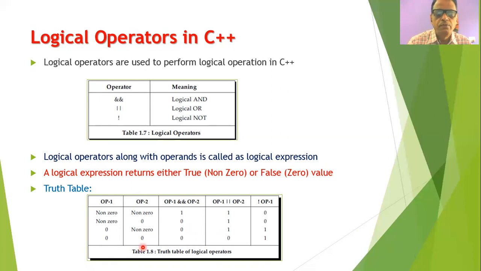The NOT operation will not require two operands, but only one operand. And whenever the value is non-zero, then it is a negation operation. Therefore, its result will be 0. And whenever the input is 0, then it will return a 1 value or a true value.